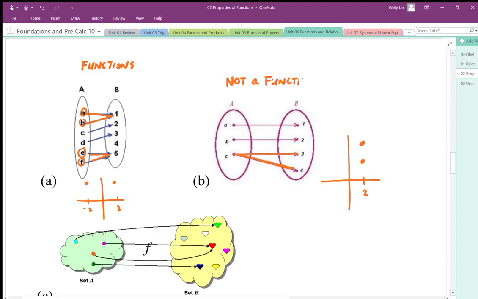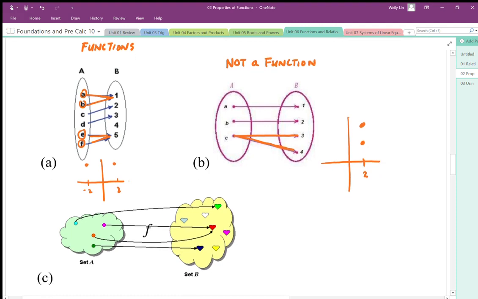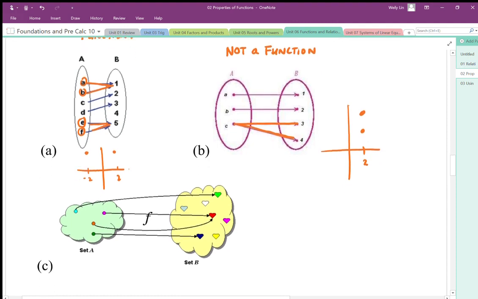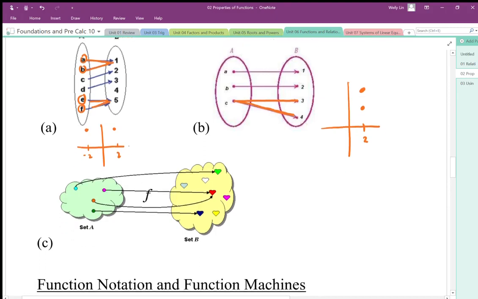So this is what we're looking for. When we have graphs, we're looking for the vertical line test. When we're looking at these arrow diagrams, we're looking for 1 to 2. So here we have 1 to 1, 2 to 1, 1 to 1, 2 to 1. That is okay. It's that 1 to 2. So this is a function.